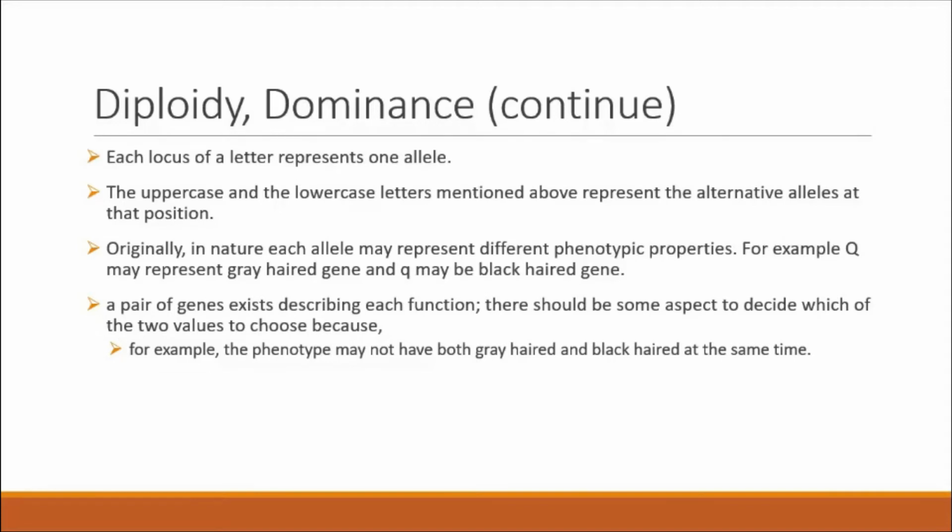So even though there is a pair of genes existing and describing each function, there should be some aspect to decide which of these two values to choose, because a human being cannot have both gray hair as well as black hair at the same time. That is commonly not existing. Either a human being is having gray hair or black hair. So the phenotype, that is the physical value for that particular thing, can be either gray hair or black hair. But in the chromosomic representation, or the genotype representation, both are existing together.